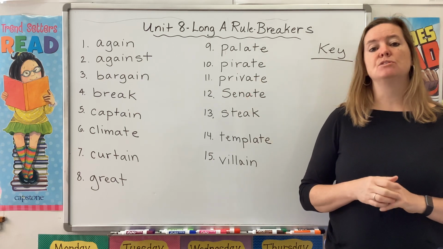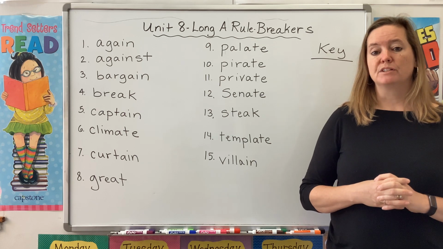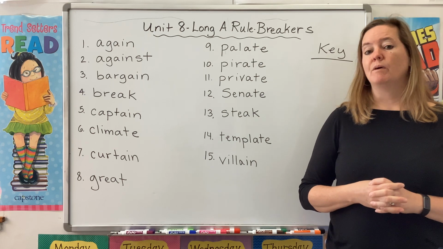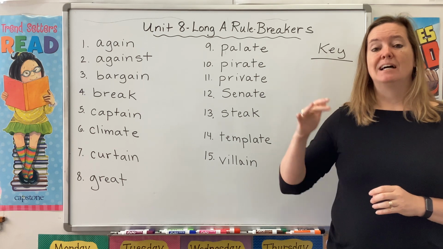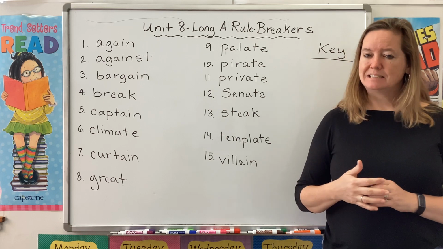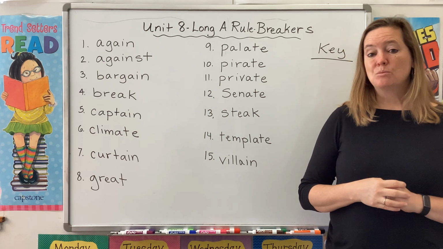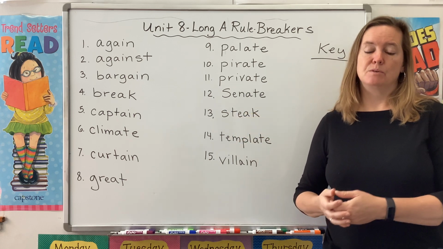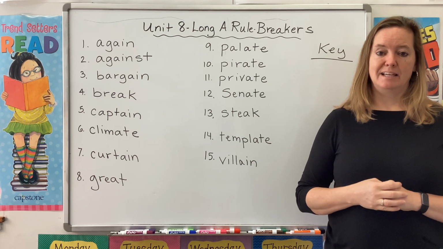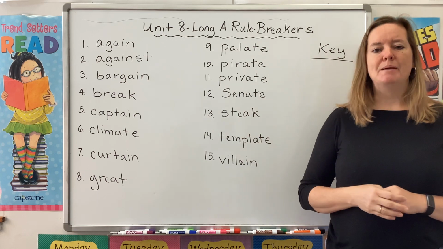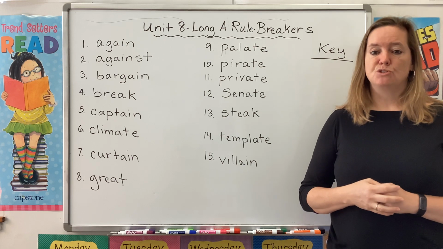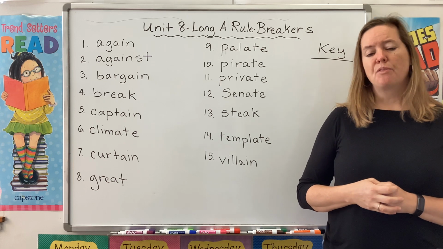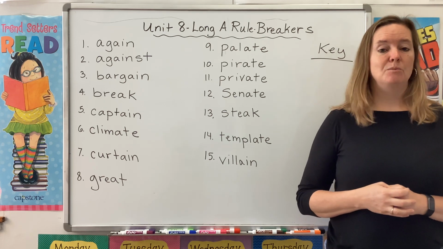This week we are going to look at some long A rule breakers. So this week we're going to see AI teams that don't say A. We're going to see A consonant E making a short I sound instead of a long A. And we're going to see the EA pattern, which would normally make a long E sound, this time making long A. So this is kind of just a mix of important words that you should know about, but words that don't follow the typical patterns. Okay, so think about that as we read the words.